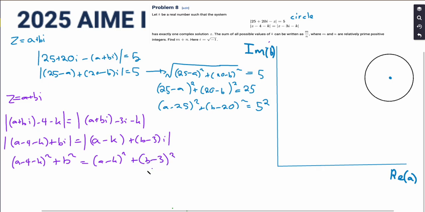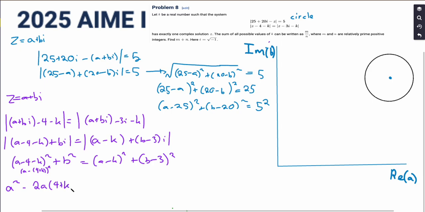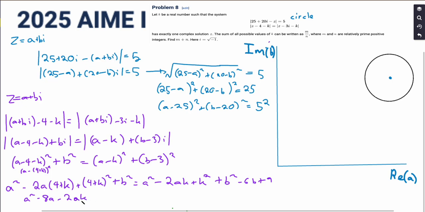And obviously, we can go ahead and expand it out. So I would think of this as a minus 4 plus k squared, and then this would be able to expand as such. And then we have 4 plus k squared plus b squared equals a squared minus 2ak plus k squared. Then we have b squared minus 6b plus 9. And then I'll go ahead and just simplify everything once more. So we get negative 8a minus 2ak plus 16 plus 8k plus k squared plus b squared. And then on the right side, everything is the same.